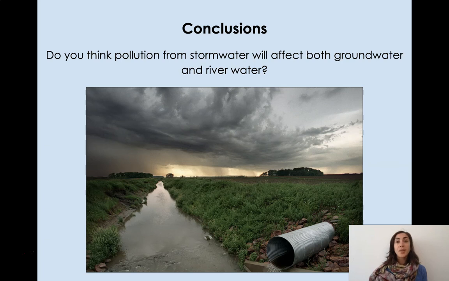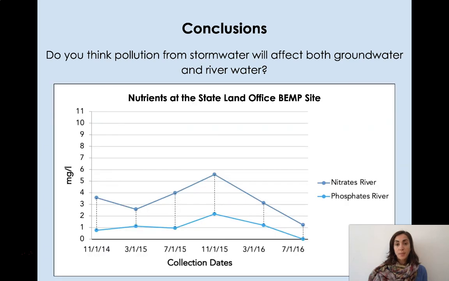groundwater. Now, BEMP has also been collecting some water quality data for both the river and the groundwater. And what we're going to do is show you a little bit what the BEMP data represents to try to understand if there is that connection, if there is that effect when there is a pollution on the surface, if it affects both the groundwater and the river water the same. So here we have the data represented for one of our sites. This is a State Land Office BEMP site.